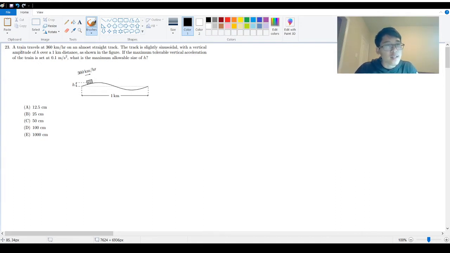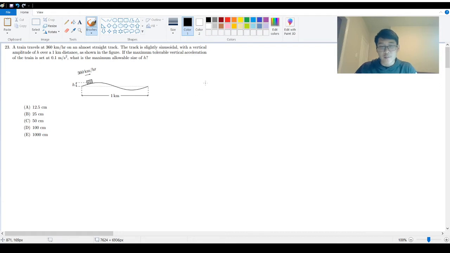The question reads: a train travels at 360 kilometers per hour on an almost straight track. The track is slightly sinusoidal, with a vertical amplitude of h over a 1 kilometer distance as shown in the figure. If the maximum tolerable vertical acceleration of the train is set at 0.1 meters per second squared, what is the maximum allowable size of h?